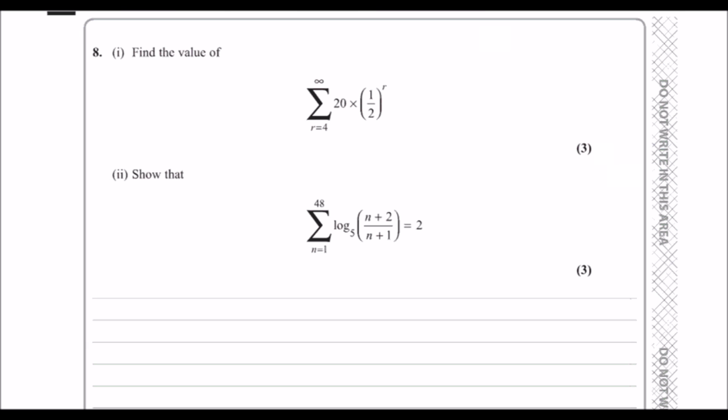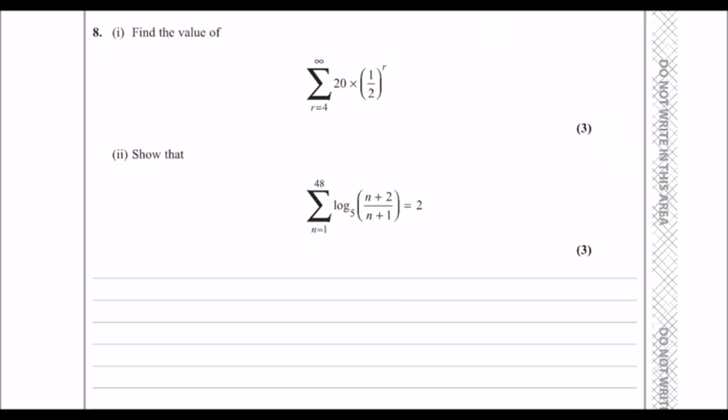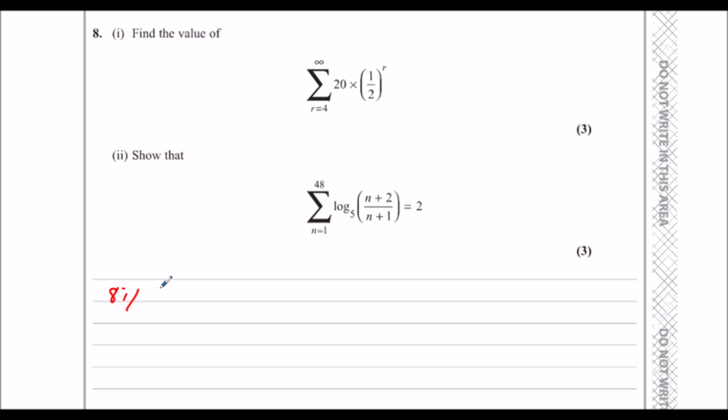Question 8. So we've got find the value of, and we've got a sum starting when r is 4, going up to infinity. So it's a sum to infinity, and the formula to find each term is here. So we're going to use our geometric sequence formula. So let's start with part I. So the first term is when r is 4. So that will be 20 times half to the power of 4. Let's figure out what that is.